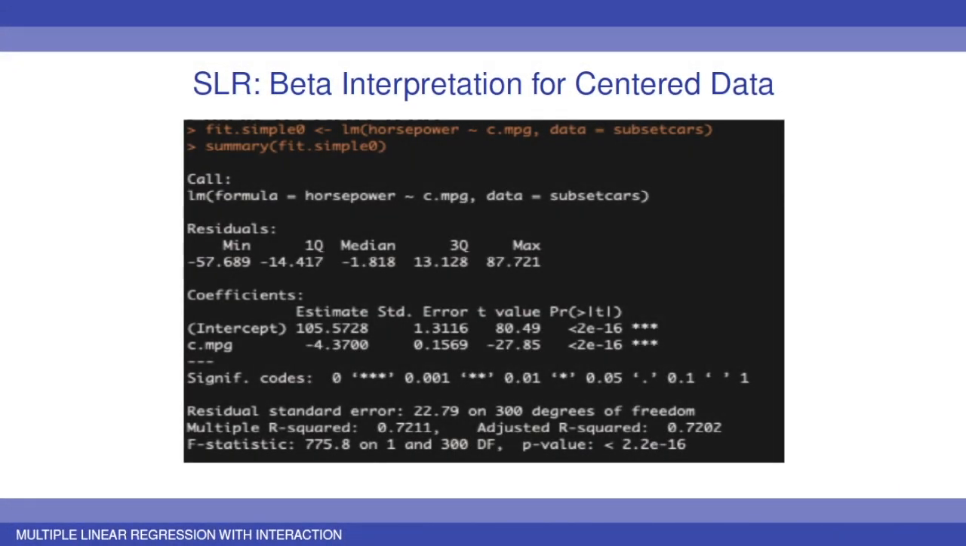Now I will show you how to interpret the R output when we run the equation from the previous slide. The table shows us that the estimate for beta 0 is 105.6, and the estimate for beta 1 is negative 4.4. These values tell us that the mean horsepower for a car with average MPG is 105.6, and that the change in mean horsepower when we increase average MPG by 1 unit is negative 4.4. A simpler way of saying this is that mean horsepower decreases by 4.4 units when we increase average MPG by 1 unit.